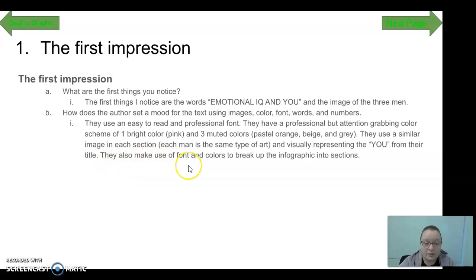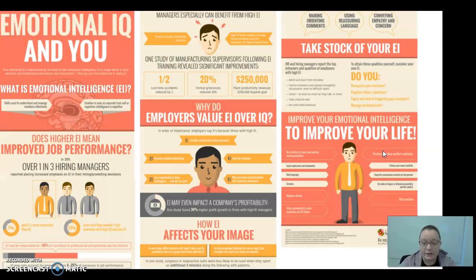And then finally, they also make use of font and colors to break up the infographic into sections, which I already kind of showed you. But just to go over that again, we see the different colors and fonts have broken up the infographic into several different sections. So you know that this right here is one section. This is a section right here about why do employers value EI over IQ. This is a section here to improve your emotional intelligence, to improve your life, and how to do that. And then even down here, it changes color and font here to see who the author is and who their sources are.